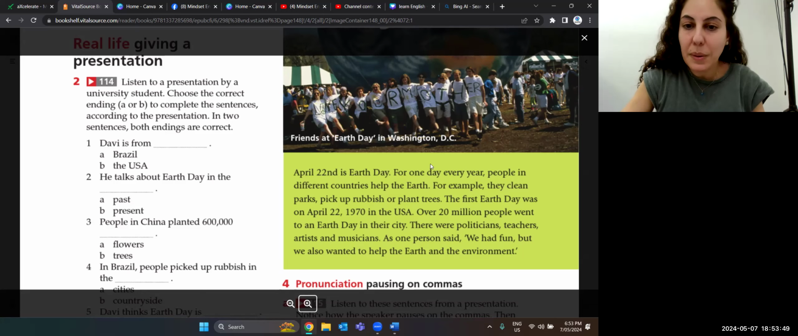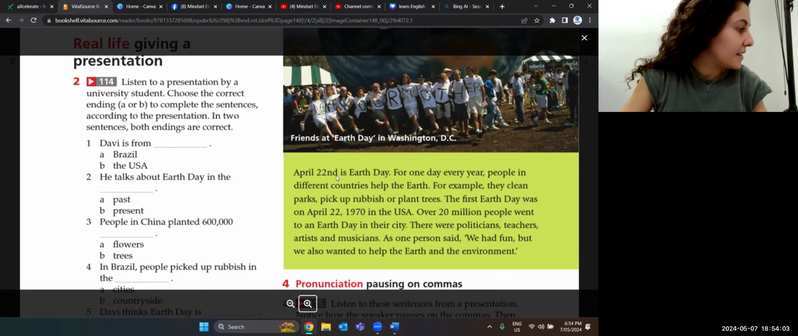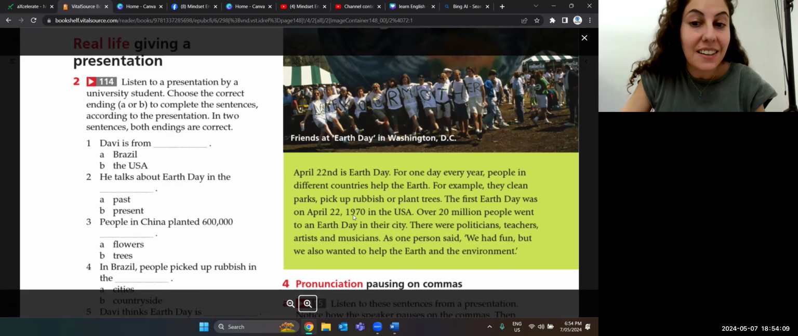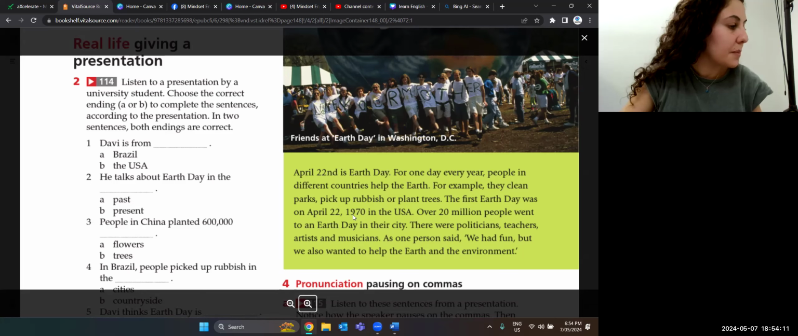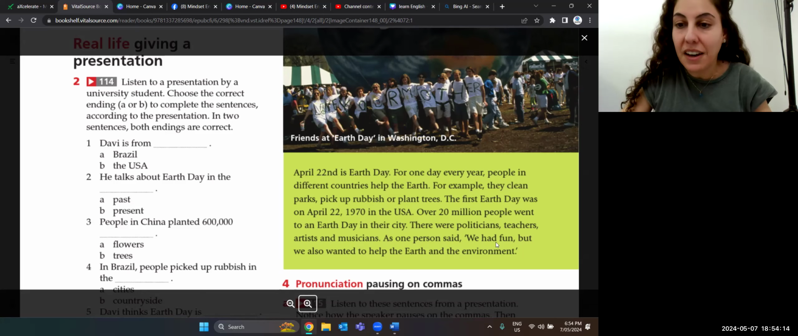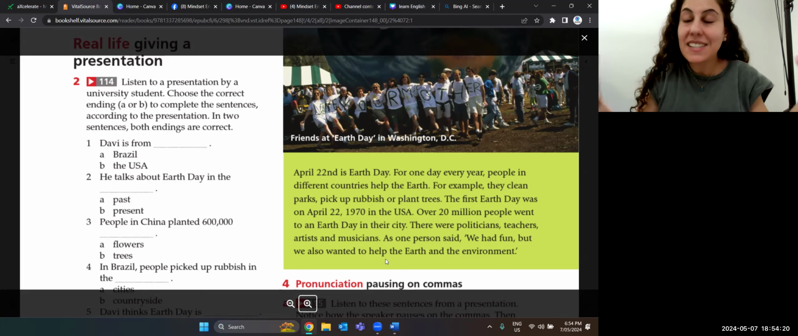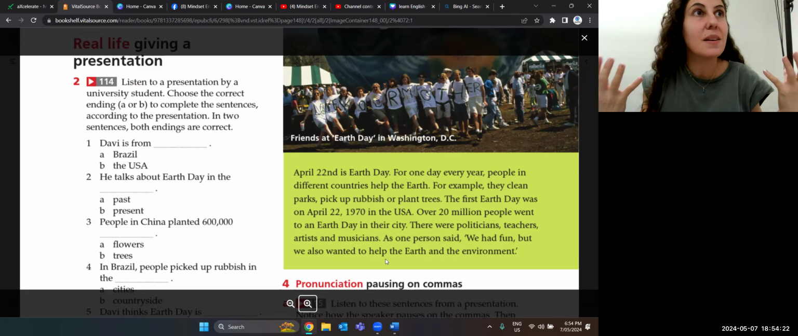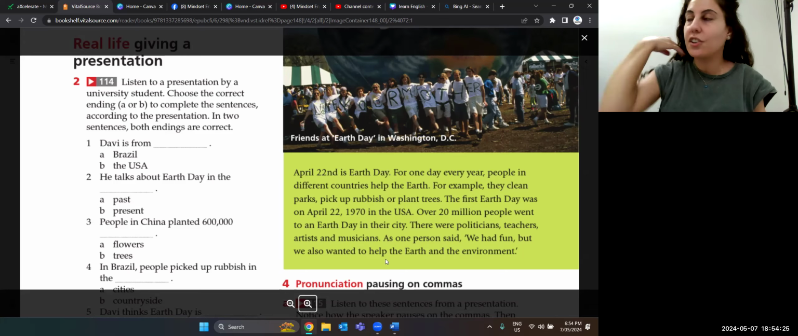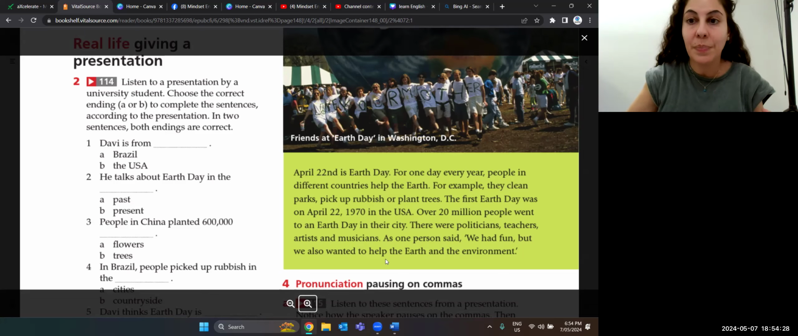Okay, so we know that when people go there, what do they do? They clean the parks, they pick up rubbish, they plant trees. And when is this? April the 22nd, every year. And where was the first one? The first one was in USA in 1970. And why did people do it? Because they wanted to have fun, they wanted to help the earth and the environment. Okay, so that's an event. It happens every year, and it's important. It's really important. And you want to make a poster and tell everyone to come.